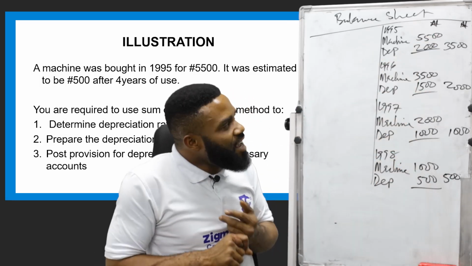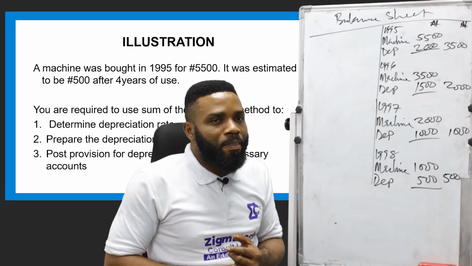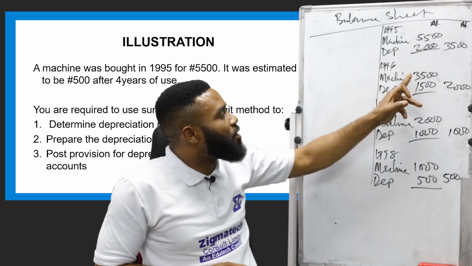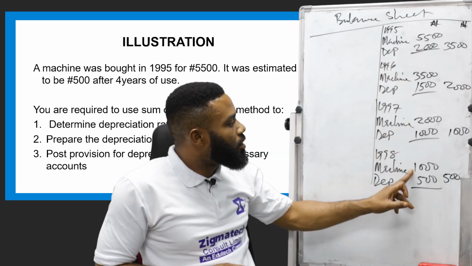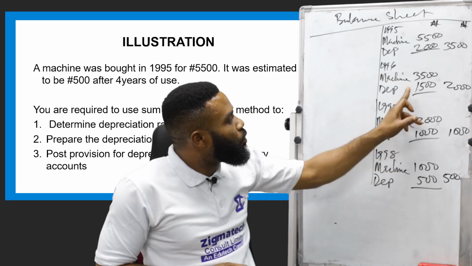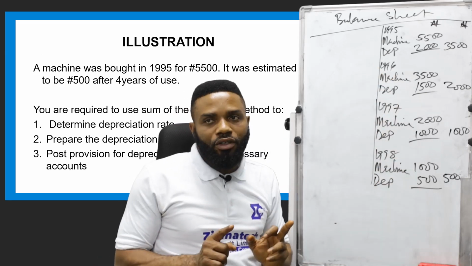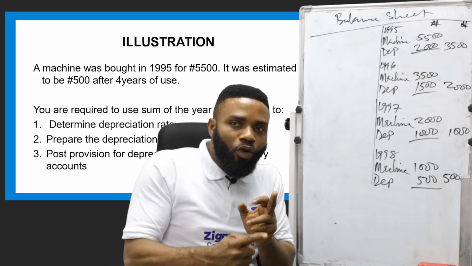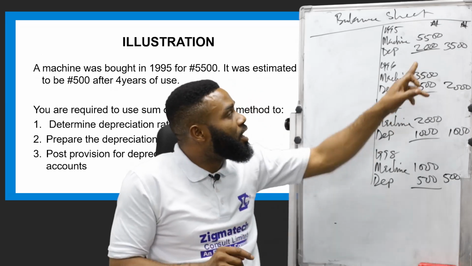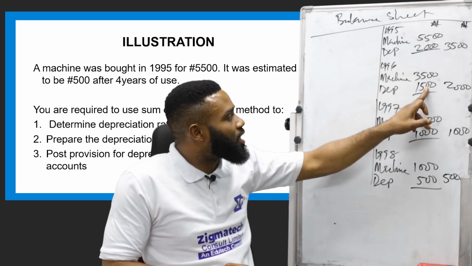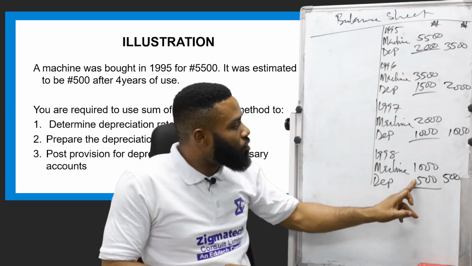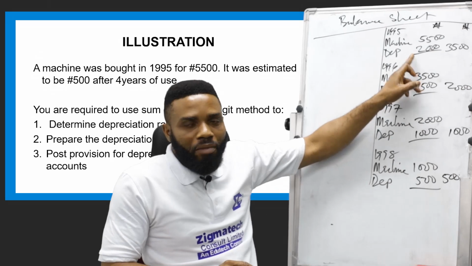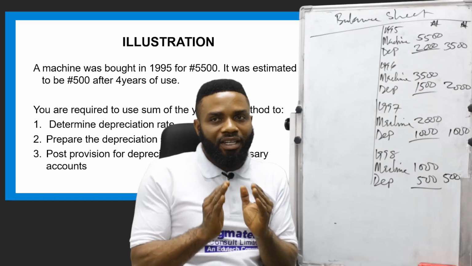So now, how do we differentiate this from the others? If it is the straight line method, the cost of the asset will not change. The depreciation will not change either. The depreciation will always be coming. If it is the straight line method, if it is 2,000 here, you have 2,000 here, 2,000 here, 2,000 here, there will be no change. Please, let's note the difference now.